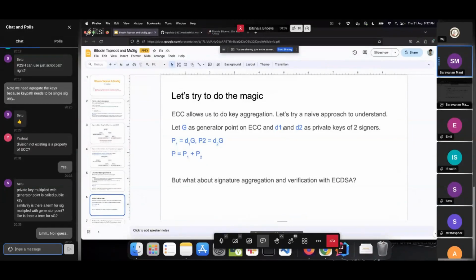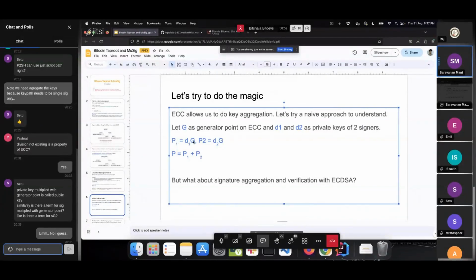So the private key of the user is called D1, and the private key of the Bitgo key is called D2. Okay, so those are the two signers here. G is the generator point. This one we already saw, D into G, and for the user, P1 is the public key. For Bitgo, P2 is the public key.